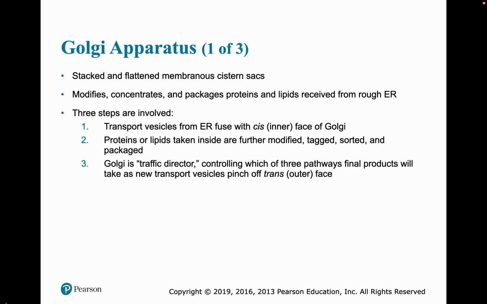From the endoplasmic reticulum, materials move to the Golgi apparatus, which modifies, concentrates, and packages those proteins and lipids from the ER. So we need transport vesicles from the ER to fuse with the inner, or cis, face of the Golgi. The proteins or lipids are then taken inside, modified, tagged, sorted, and packaged. So the Golgi is kind of the traffic director. Packaging and distribution center is the analogy that I like to use. It controls which of the three final pathways the products will take to go out the outer face, which is the trans face of the Golgi.